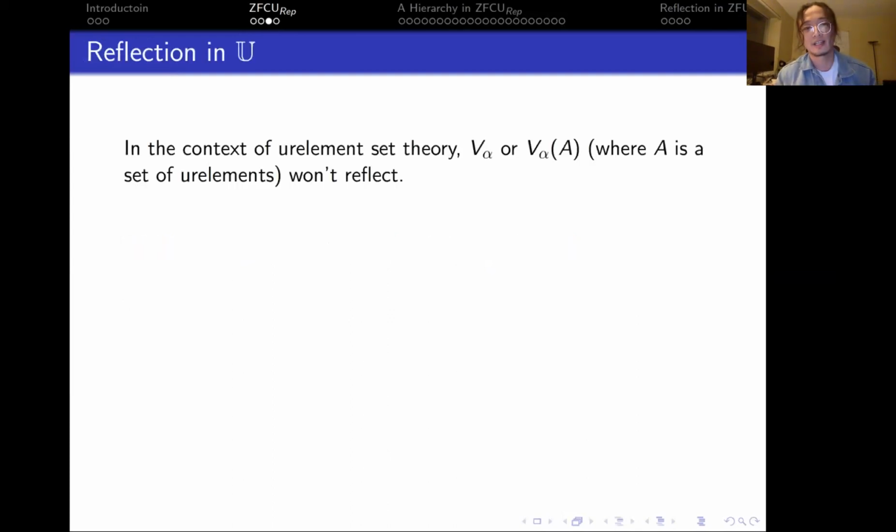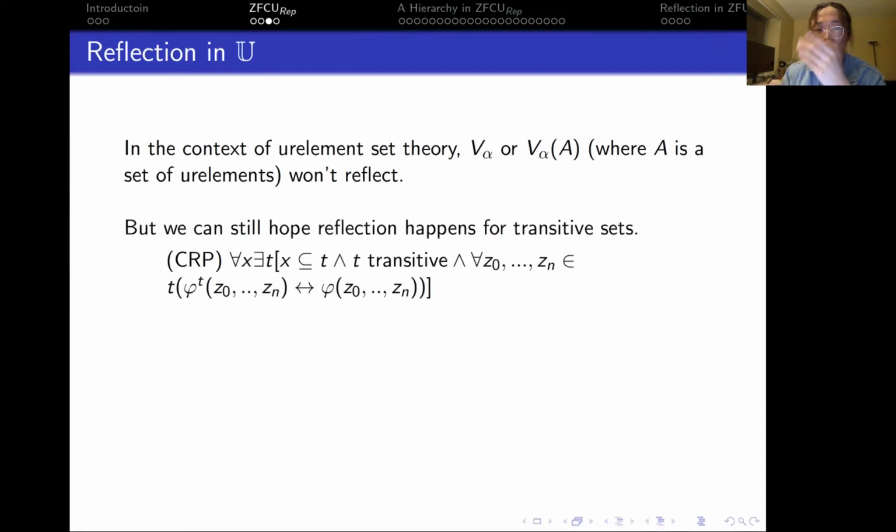So let's think about reflection in U, reflection with Ward elements in general. In the context of Ward element set theory, we can't expect V_α(A), which is the hierarchy built from a set of Ward elements A, to reflect, because in the universe there might be a proper class of Ward elements, but in sets like these, they all think there is a set of Ward elements. But we can still hope reflection happens for transitive sets.